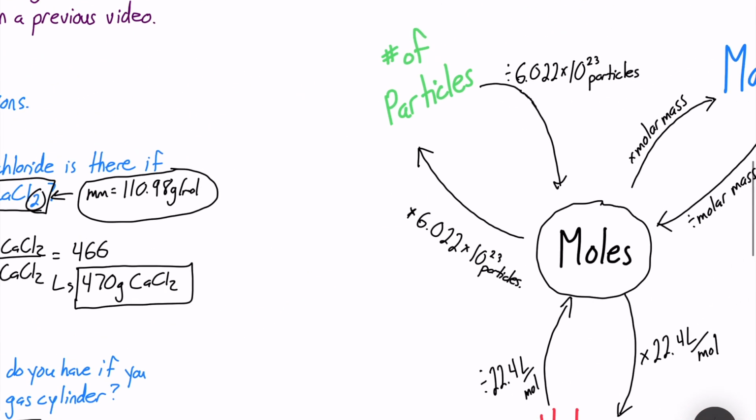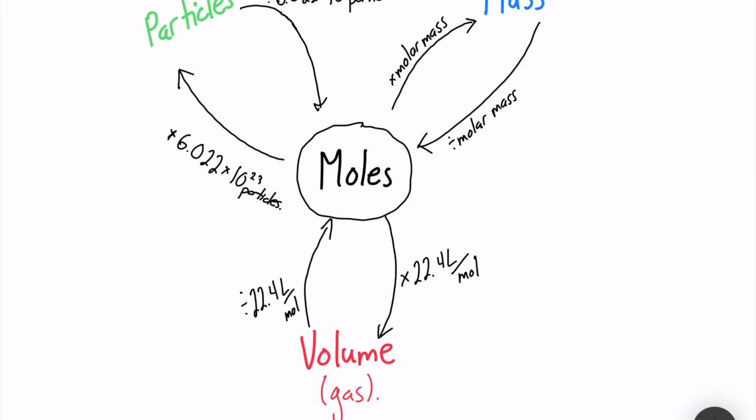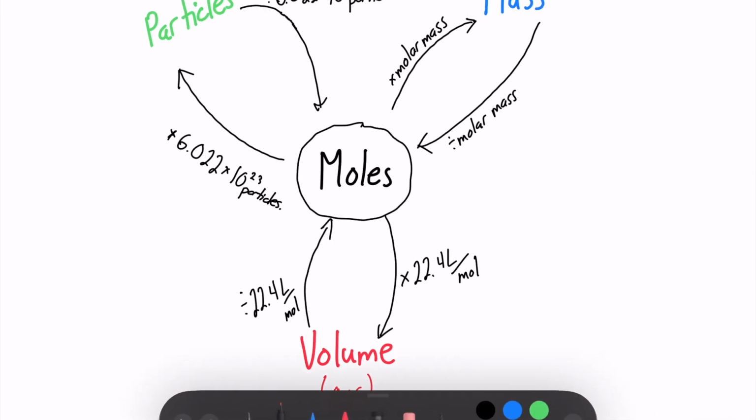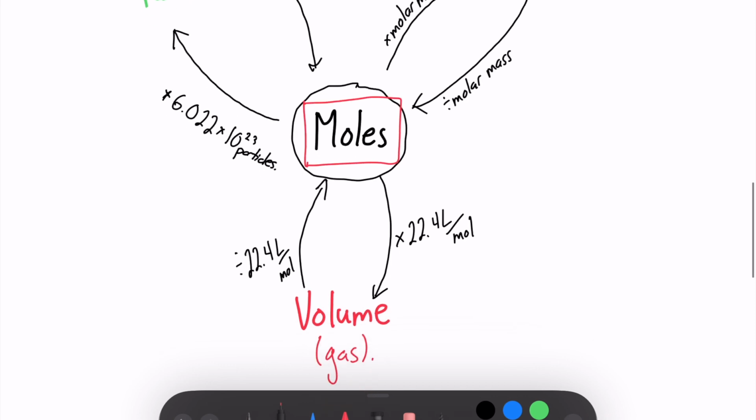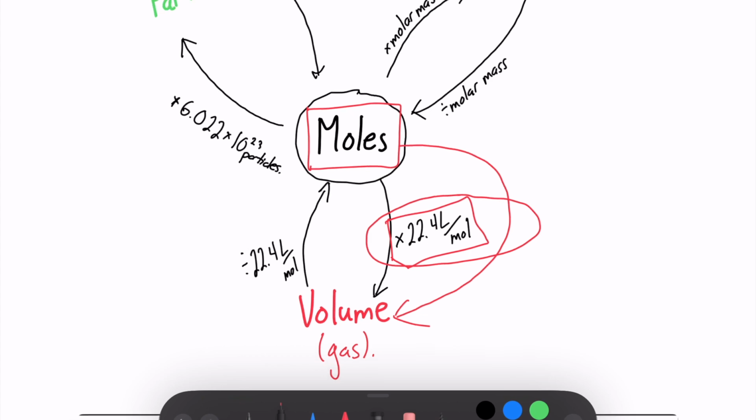So we started at moles. Okay, I'm just going to grab a different color here. We started at moles, and the question is asking us to go from moles to volume. So if we're going from moles to volume, we need to multiply by 22.4 liters per mole. Okay, so let's do that right now.